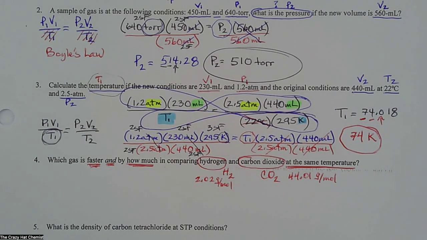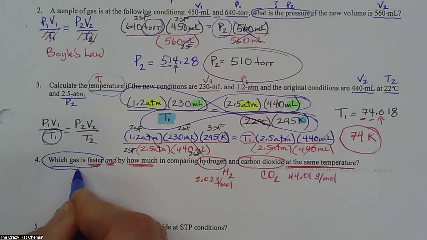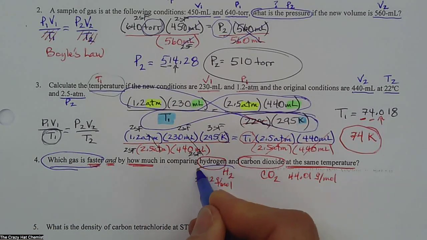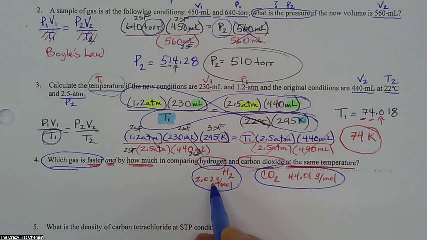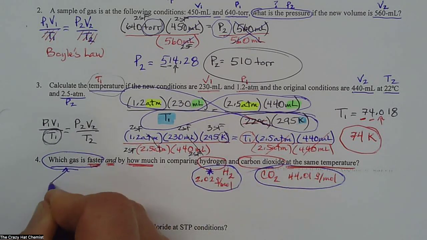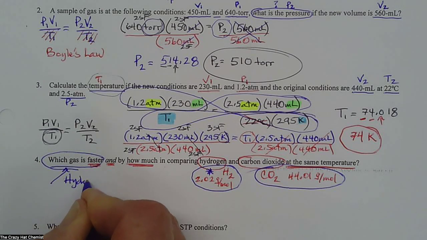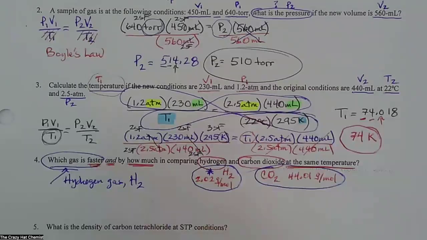So now what we're going to do is answer the first question, which is which gas is faster? So we're going to take a look at the molar masses of these 2 gases. We've got hydrogen at 2.02 and carbon dioxide at 44.01. Which gas is faster? The fastest gas is the lower molar mass gas, and that is the hydrogen. So which gas is faster? Hydrogen gas, which is H2.